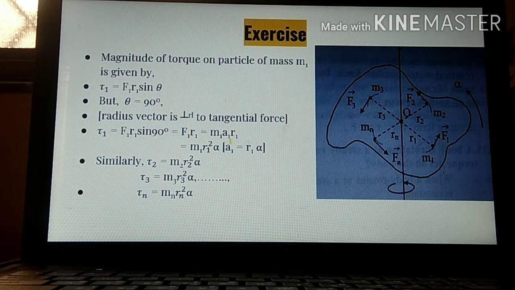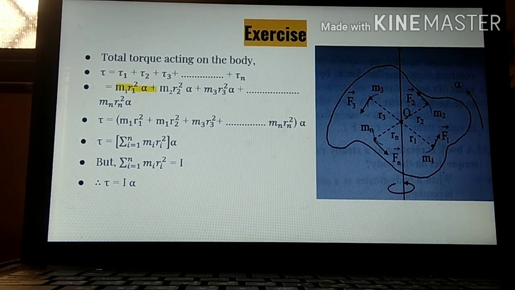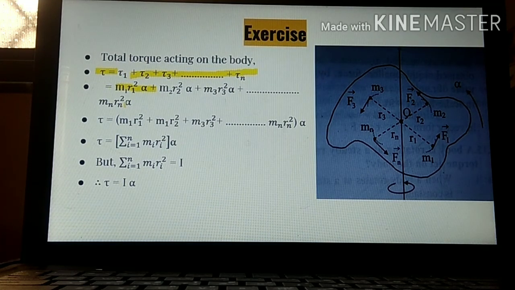But F1 can be written as M1 A1, and again A1 can be written as R1 alpha. So what do we ultimately get? M1 R1 square alpha. Similarly for tau 2, M2 R2 square alpha, tau 3, M3 R3 square alpha, and tau n, Mn Rn square alpha. If we write all of these and add them, what do we get inside the bracket? The total torque is equal to tau 1 plus tau 2 plus tau 3 plus up to tau n. So we have substituted the values.